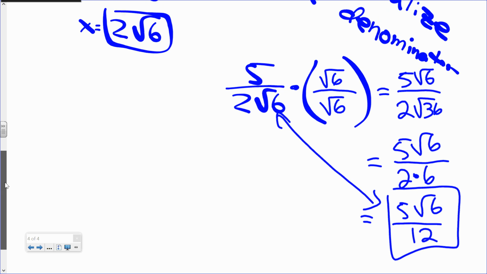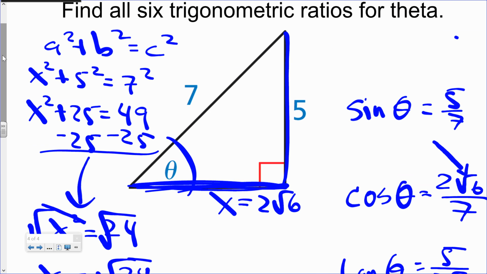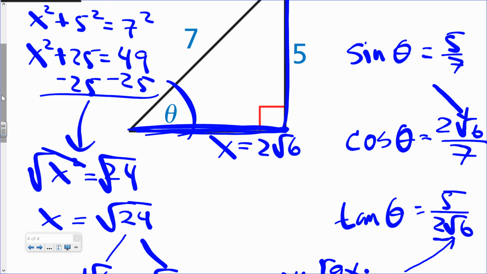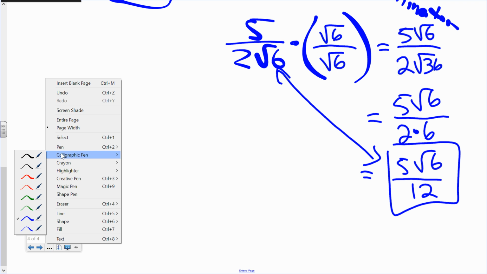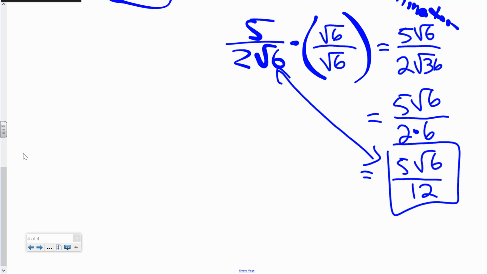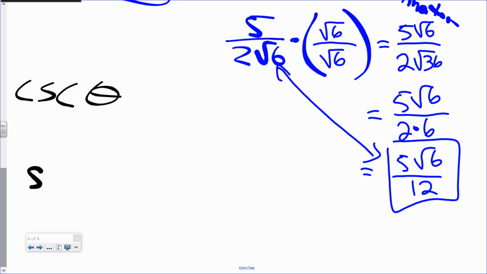Where are we at? Let's regroup. We found the sine, we found the cosine, we found the tangent. The tangent had to be expressed with a rational denominator. We rationalized the denominator. Now we're ready to find our cosecant, secant, and cotangent. Cosecant theta, secant theta.